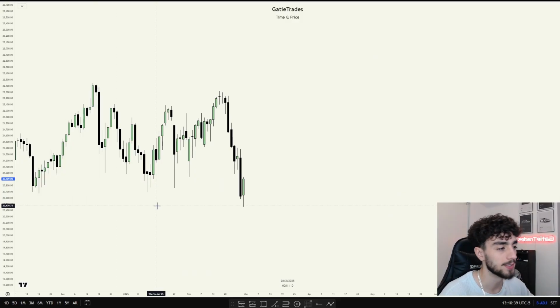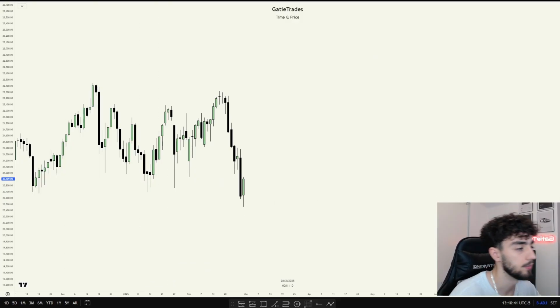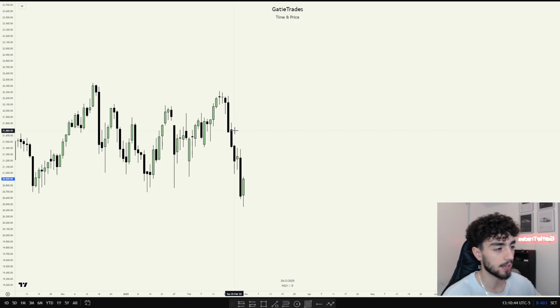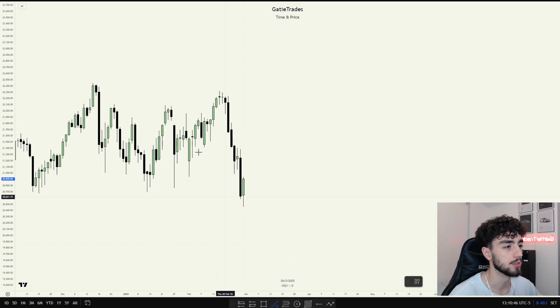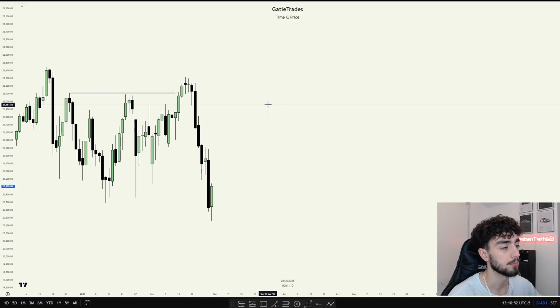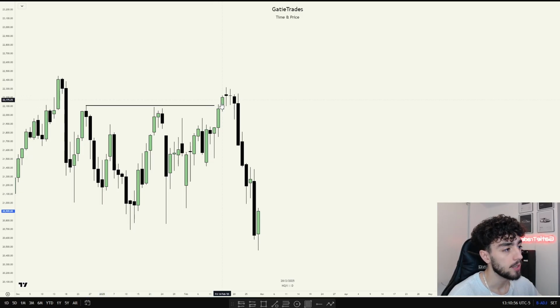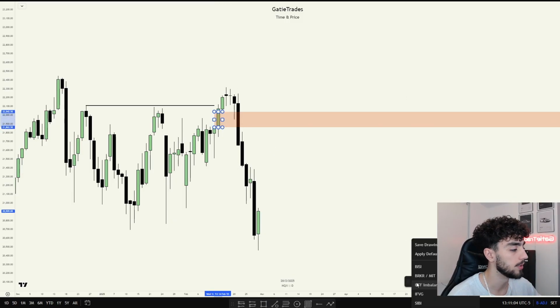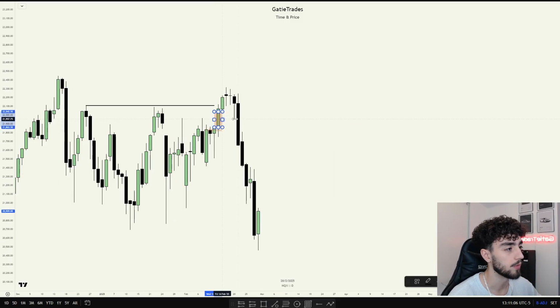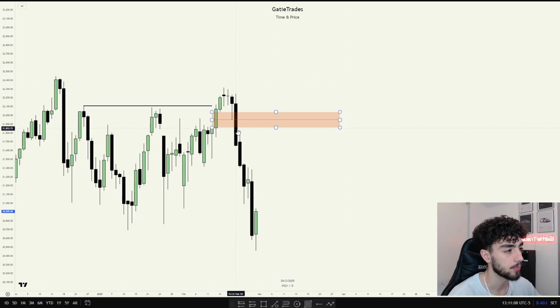Okay, so for our first example, we're going to talk about a high probability inversion fair value gap. This is NASDAQ on the daily chart. And as you can see here, we have a liquidity sweep. So liquidity has been taken out of the marketplace right here. And like we said in the video earlier, instead of looking at this gap as a discount array, so as a bullish fair value gap, we can actually wait for a higher probability scenario, which is to wait for the gap to get inversed, which is right here.